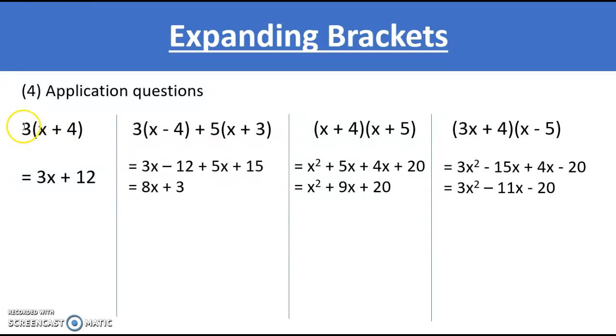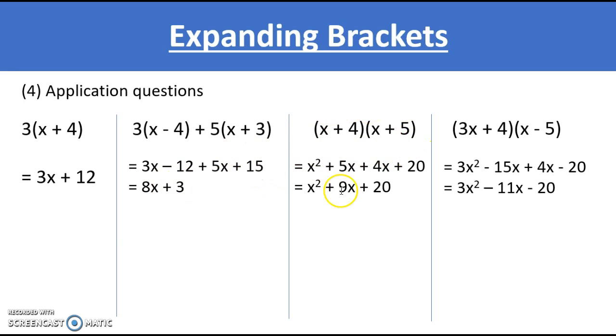Okay, here are the answers. 3 times x is 3x, 3 times 4 is 12. This one right here, same idea. 3 times x, 3 times minus 4 becomes minus 12. 5x, 5 times 3 is 15. So the 3x and the 5x become 8x, and the minus 12 and the positive 15 become 3.